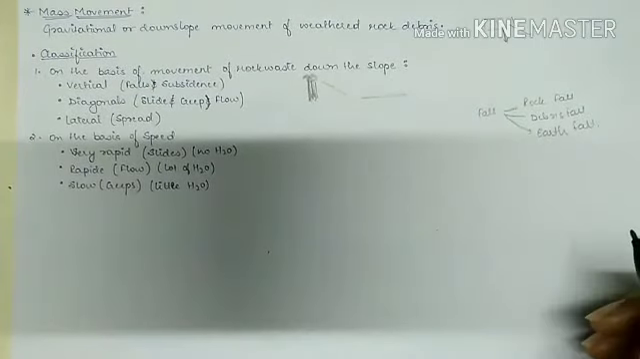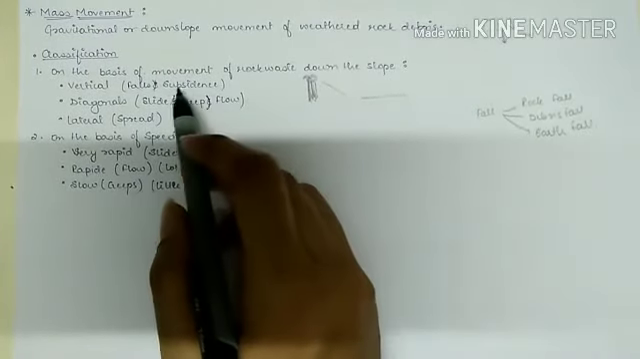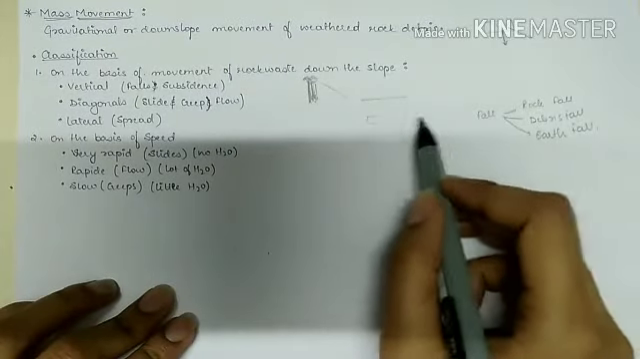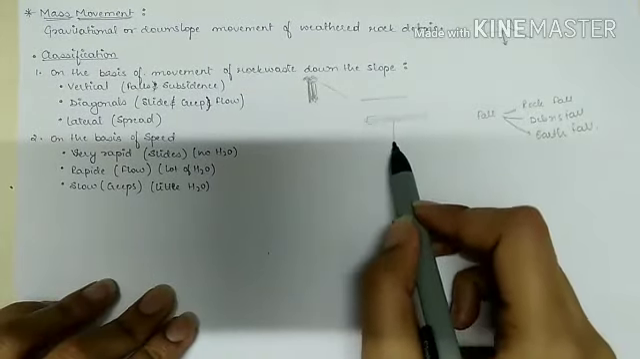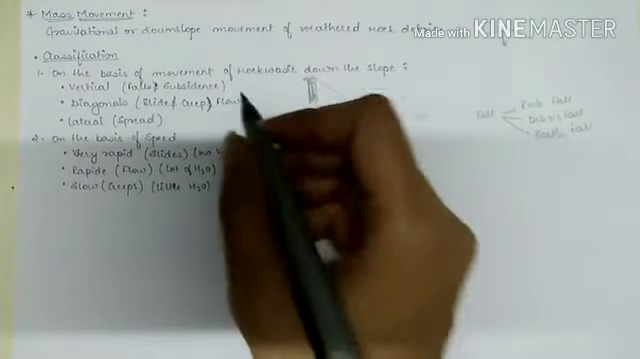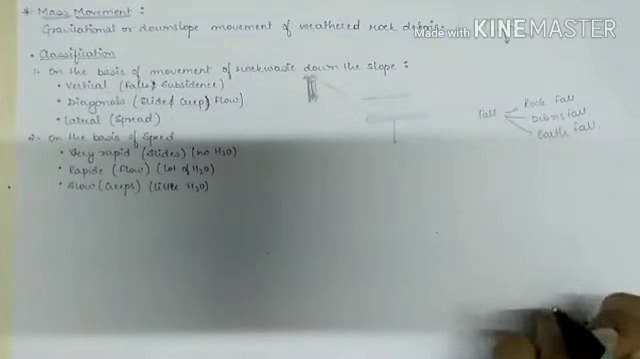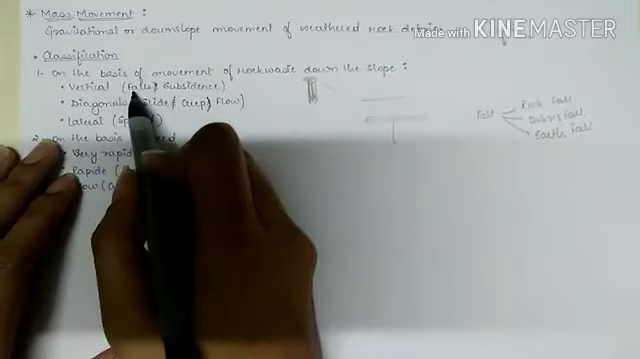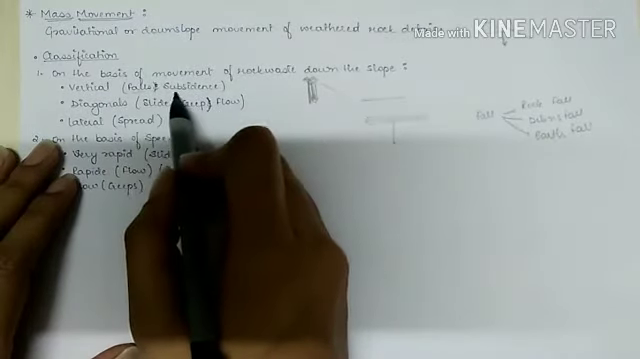Okay, next we have subsidence. Subsidence is actually when a landmass subsides downward, and subsidence is also known as sinking. So this was fall. Now we have subsidence.